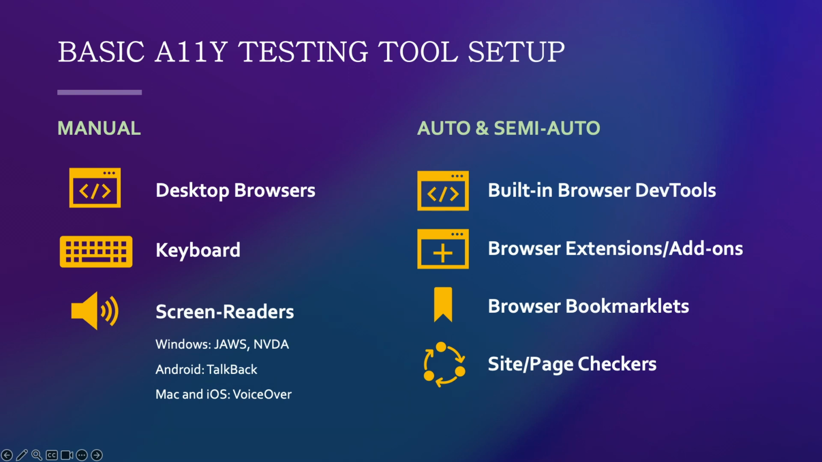For manual testing, you're going to need your desktop browsers, keyboard, and screen readers. For semi-automated and automated tools, you have options. There are built-in browser dev tools. There are extensions and add-ons for your browsers that will do things. If you have browser bookmarklets, a quick question, how many people have used bookmarklets? All right, great. And then there are checkers on websites that will just check a whole page or a whole site and scan it for you.